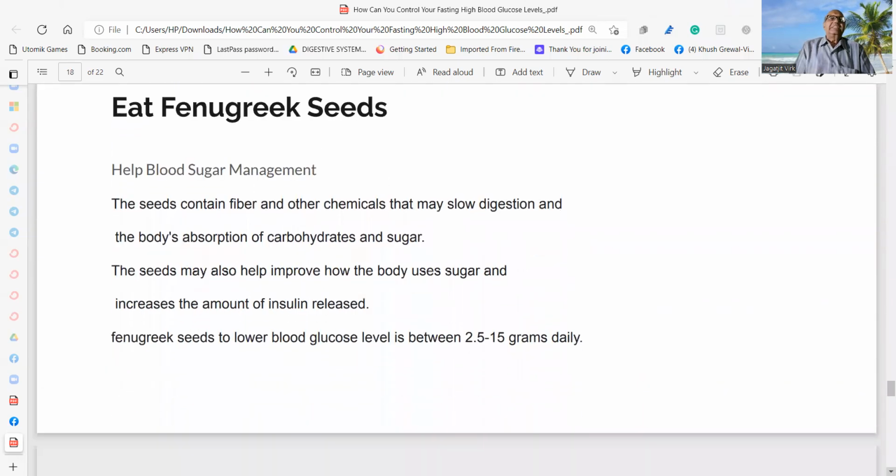Eat fenugreek seeds. Help blood sugar management. The seeds contain fiber and other chemicals that may slow digestion and the body's absorption of carbohydrates and sugar. The seeds may also help improve how the body uses sugar and increase the amount of insulin released. Fenugreek seeds to lower blood glucose level is between 2.5 to 15 grams daily.